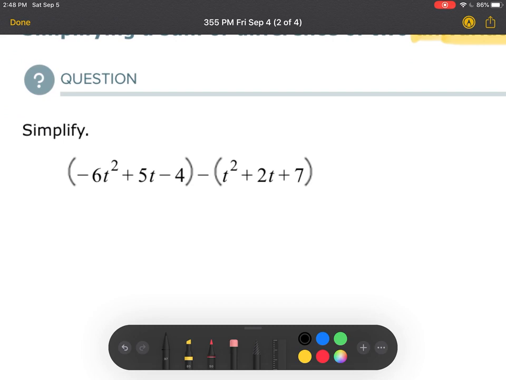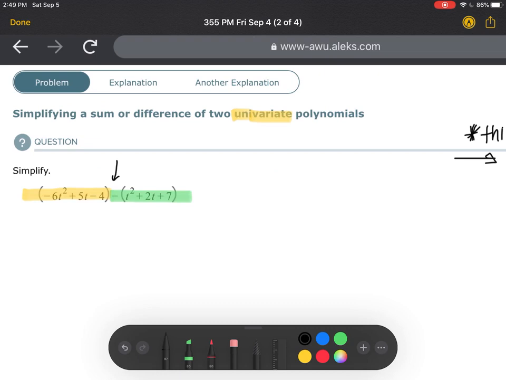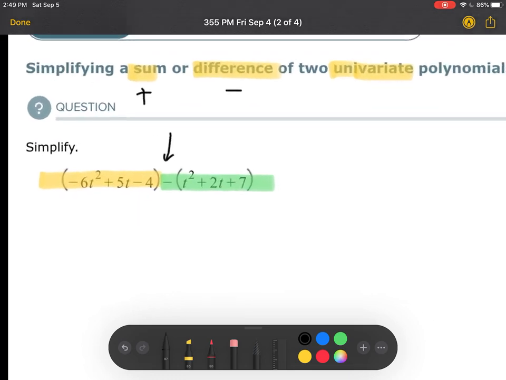So I have, in parentheses, negative 6t squared plus 5t minus 4, okay, minus t squared plus 2t plus 7, okay. Now, I'm going to go ahead and highlight this in one color, and then this in another color. Notice that I highlighted that negative sign. That's going to be important. So, essentially, you are combining these two things. Now remember, the topic of this is simplifying a sum or difference. So this is addition or subtraction. Okay, and you're like, what do I do with that? It's going to make sense in a second.